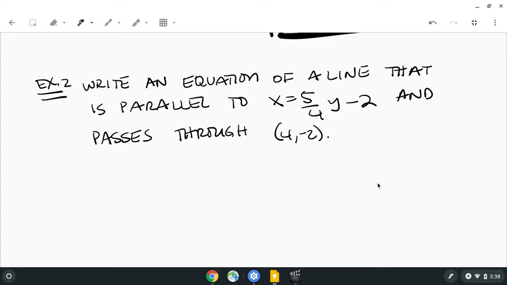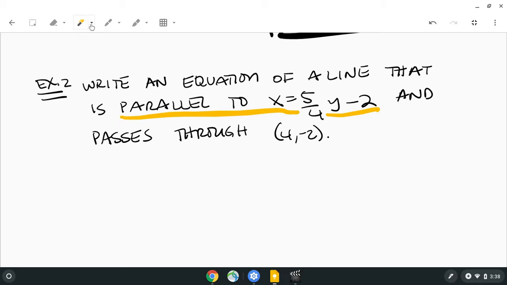Okay? All right. So again, we need slope and a point. We have a point. We don't have slope, but we use this piece of information right there to figure out the slope. So again, this is our clue to our slope. Parallel, so we're going to get the same slope.